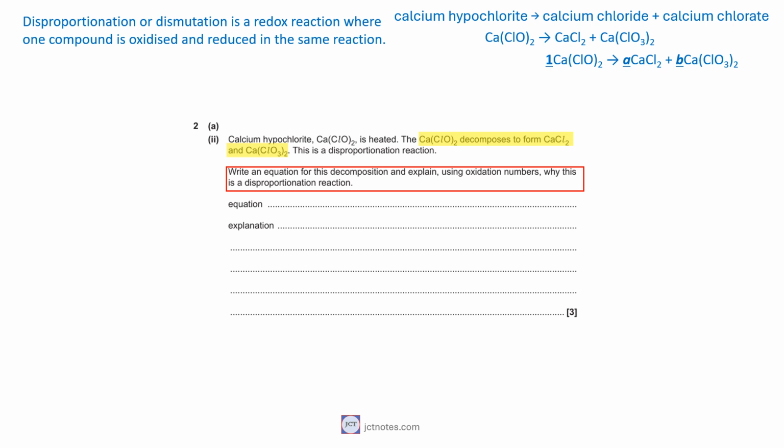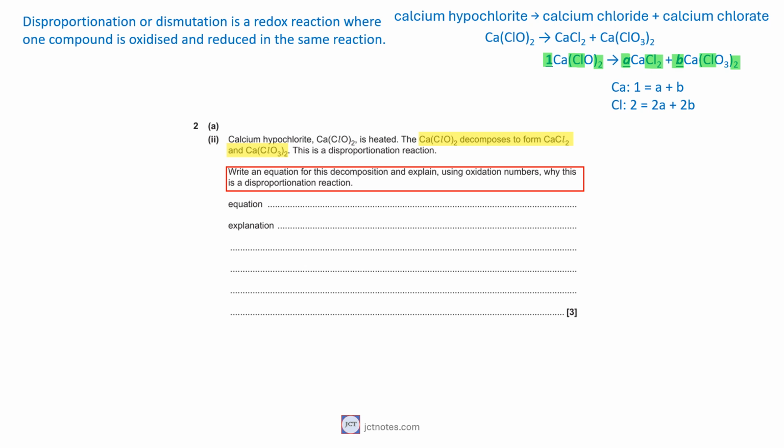Using the calcium, we have 1 calcium from the reactant, calcium hypochlorite, that will provide A atoms of calcium for the calcium chloride and B atoms of calcium for the calcium chlorate. This gives the equation 1 equals A plus B. Focusing on the chlorine, we have 2 chlorines from the reactant that will provide 2 times A atoms of chlorine for the calcium chloride, as each calcium chloride has 2 atoms of chlorine, plus 2 times B atoms for the calcium chlorate, as each calcium chlorate also has 2 atoms of chlorine. This gives the equation 2 equals 2A plus 2B.